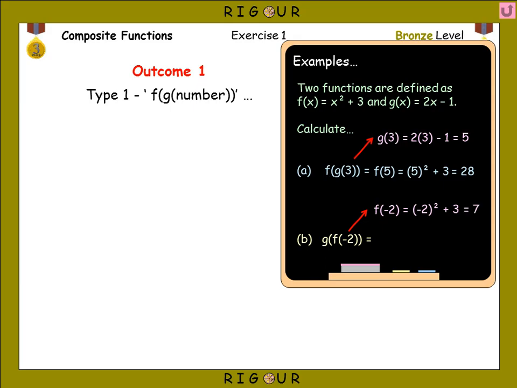And now that we know that f of minus 2 is 7, we essentially calculate the value of g of 7, and that's where we substitute 7 into the g of x formula. So it's 2 times 7 take away 1, which gives us a final answer of 13. Quite a simple process there.